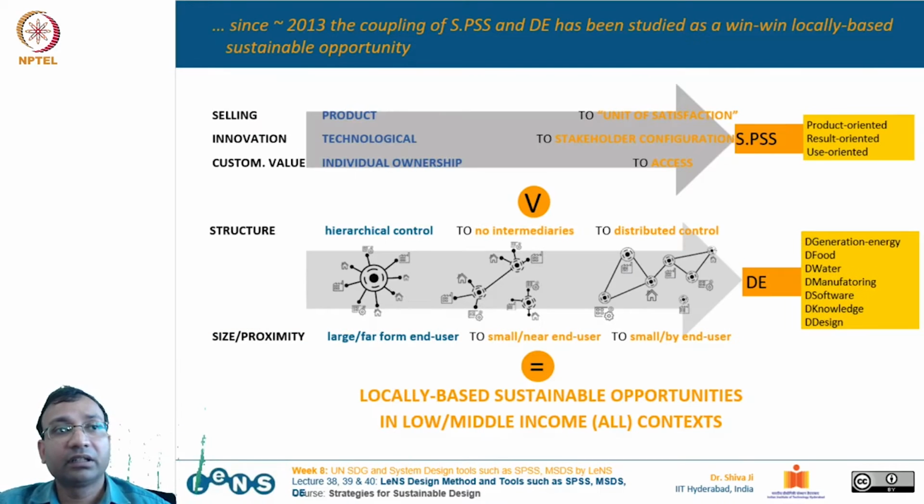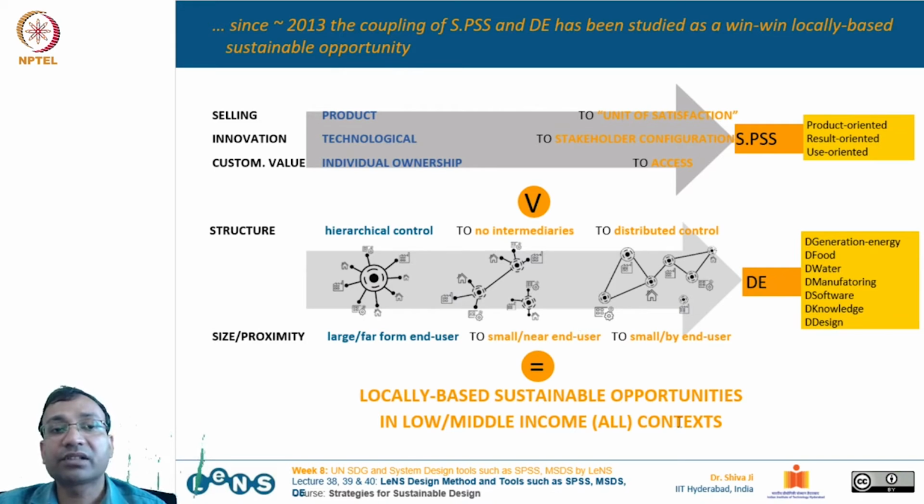Further, when we see over here, the selling point changes from the conventional approach, from a product to a unit of satisfaction; for innovation, from technology to stakeholder configuration; from the customer's value, from individual ownership to access to that product or service. So this is what SPSS is. And compared to this, this is what the distributed economic model is, from a hierarchical centralized model to a distributed model. So these are the two philosophies we were discussing in this lecture.